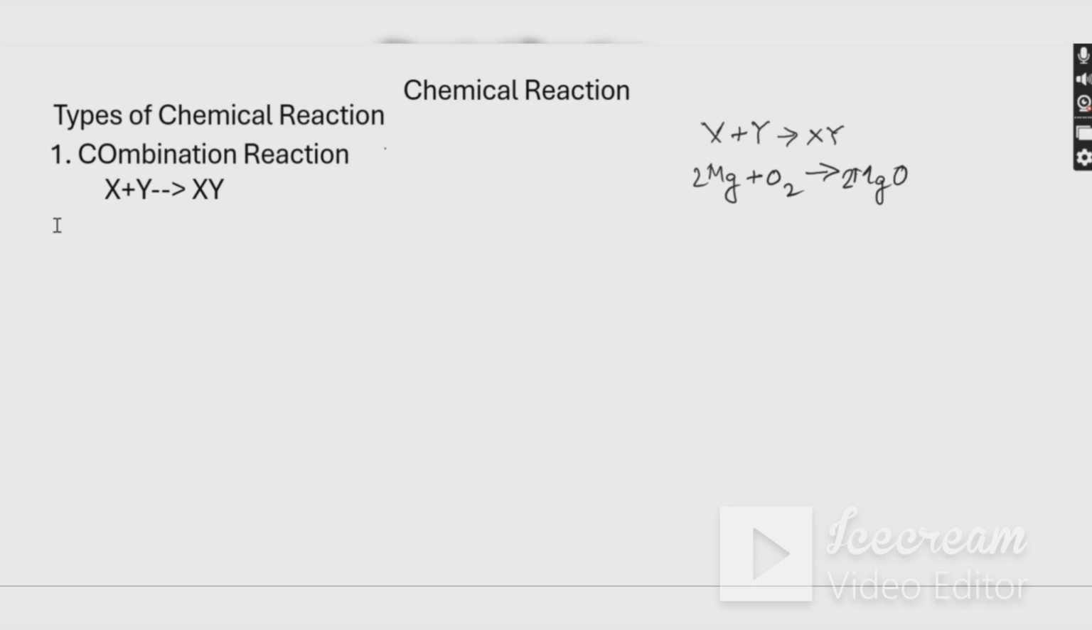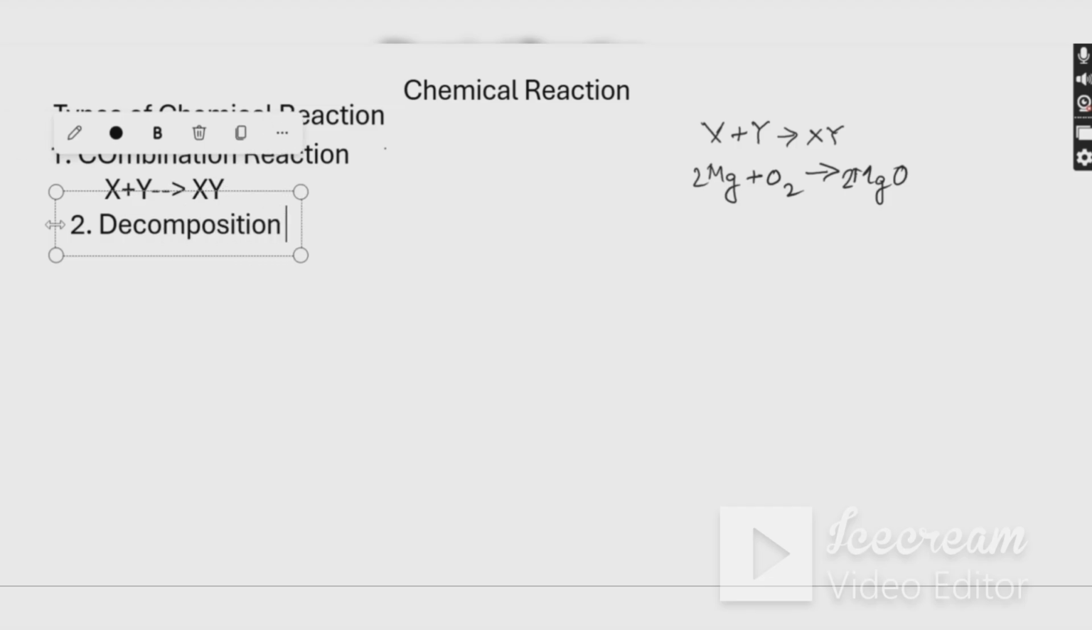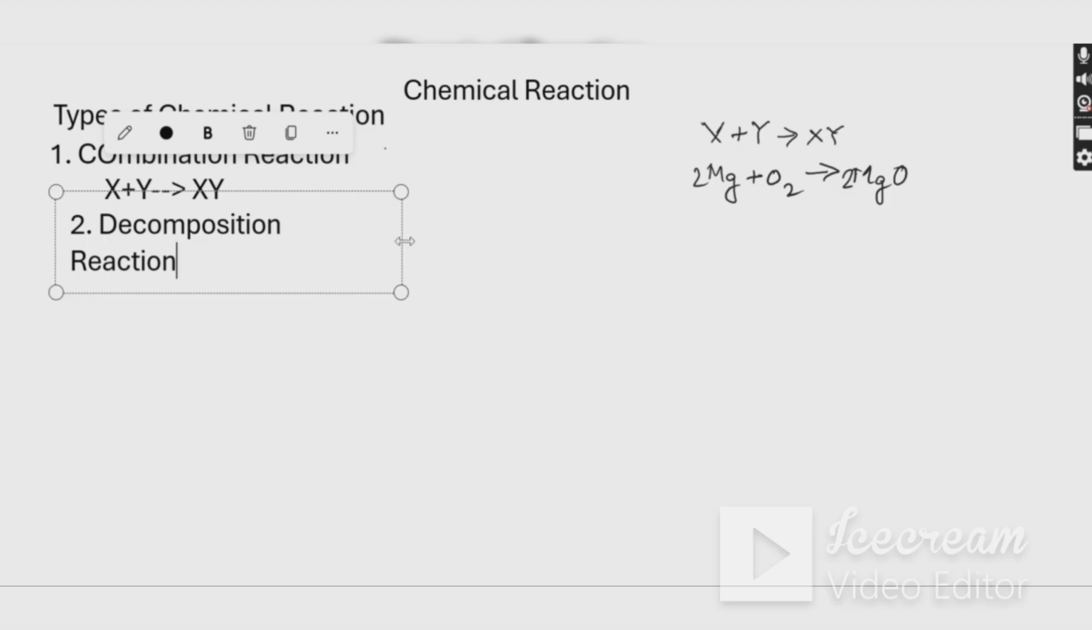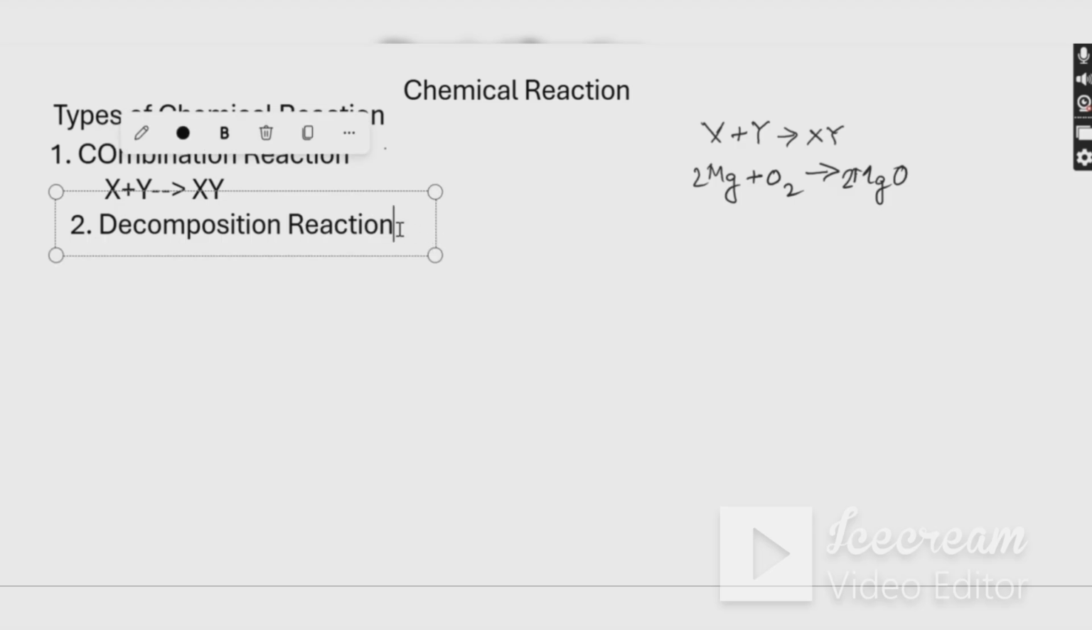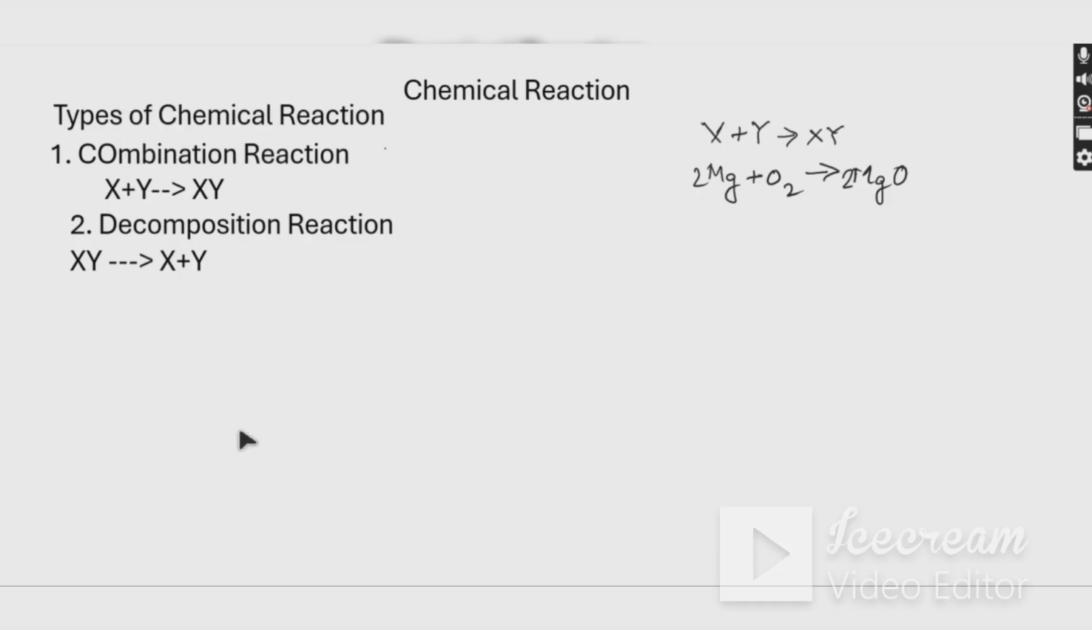Now, if combination reaction occurs, the opposite of it is known as decomposition reaction. Decomposition reaction would mean what? Just the opposite. I will have something XY which will dissociate to form X plus Y, right? So just the opposite will happen. That is decomposition reaction.